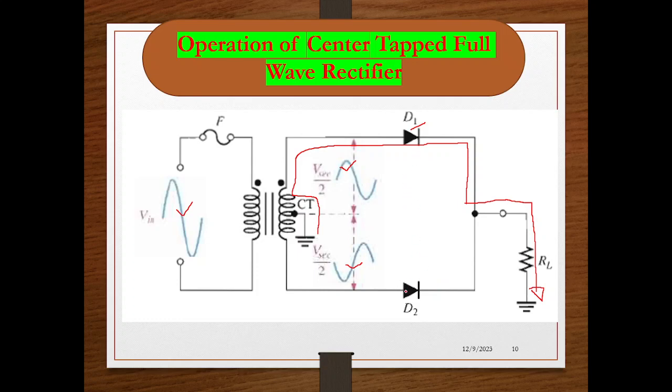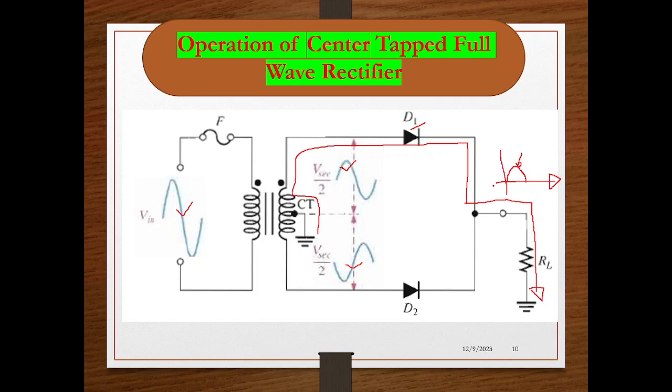and D2 is getting off, as a part of which the energy is flowing like this, from the top of the RL towards the bottom of the RL. So as a result, what is the waveform we will get here? Across the RL we are getting a positive cycle having peak amplitude of V in by 2, right? This peak amplitude of the positive cycle will be V in by 2.